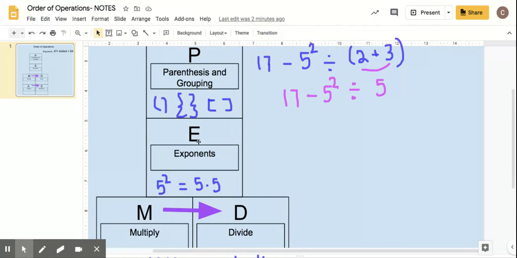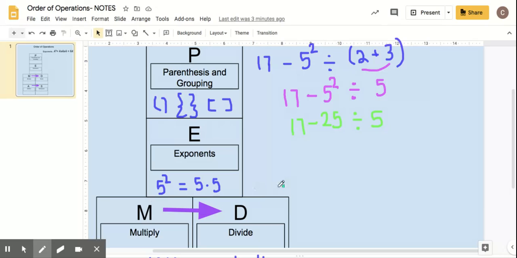We have E for exponents. Do I have exponents in this problem? Yes, I do. So we need to solve 5 squared before we can continue. And we wrote out over here that 5 squared is 5 times 5. And what does 5 times 5 equal? 25 would be correct. Bring down the division in the 5, the minus, and the 17.